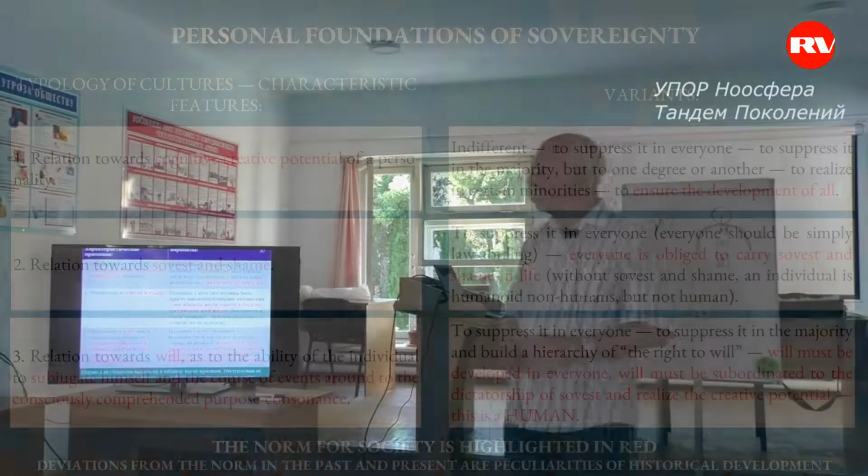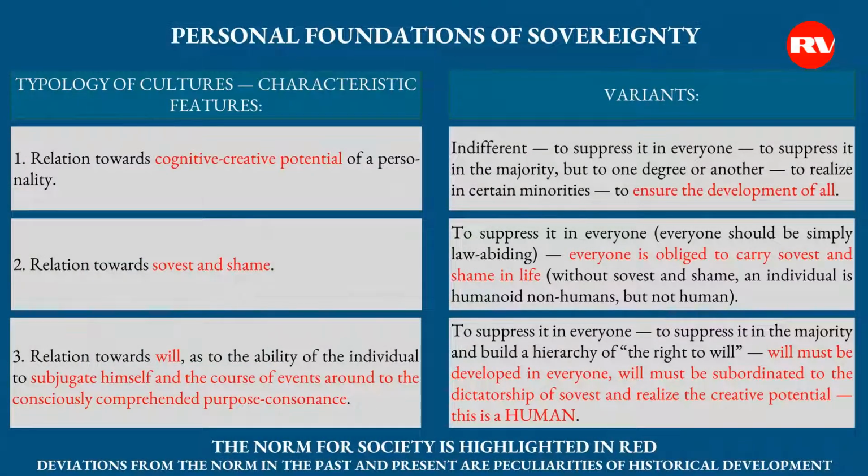If we consider cultures as informational algorithmic systems, then cultures are really variative by force of the fact that they are chock full of information. Culturologists are drowning in the abundance of this information. Well, if you are interested in the typology of cultures, then in general only 3 characteristic attributes are required. Here they are. The relation towards cognitive creative potential of the individual.